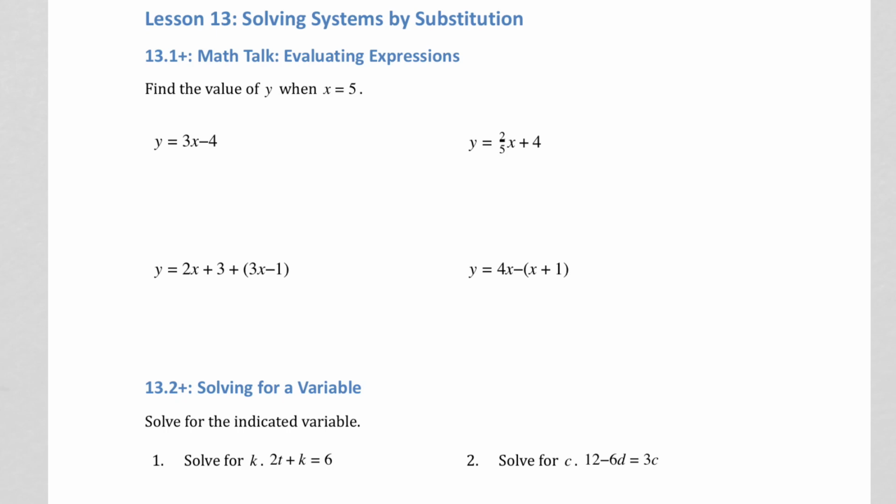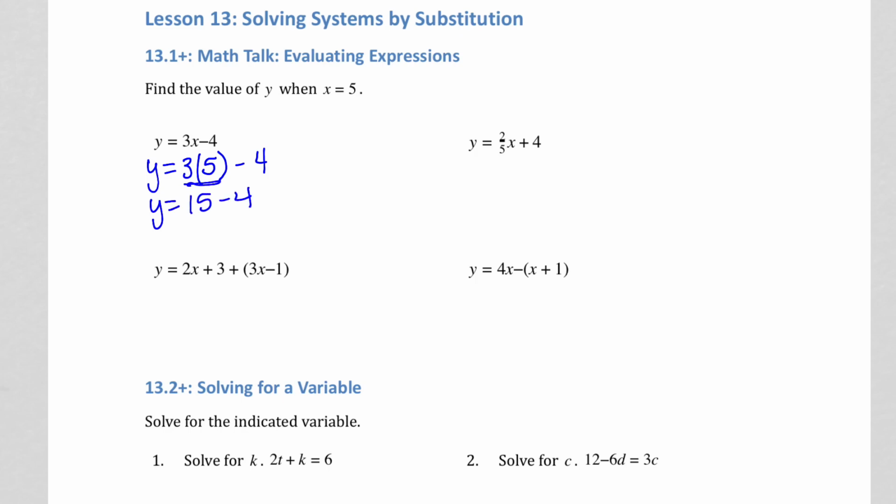So we are going to have y equals 3, and we're going to put the 5 in parentheses here for the x. So x equals 5 is going to go into the expression for the x. Then we're going to subtract 4. So what is 3 times 5? 15. So y equals 15 minus 4.